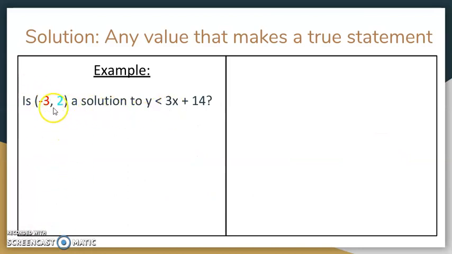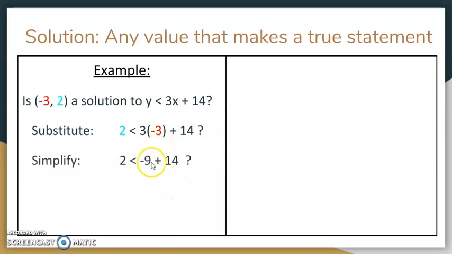So here we have an inequality. Is the point negative 3, 2 a solution to y is less than 3x plus 14? I have a linear inequality here. Well, the procedures are going to be the same. Of course, negative 3 represents your x, 2 represents your y, so I'm going to substitute those values in. So the y is a 2, the x is a negative 3, and from there I'll simplify. 3 times negative 3 is negative 9, and of course negative 9 plus 14 is 5. And is 2 actually less than 5? Well, of course it is. 2 is definitely less than 5. So this is a solution.